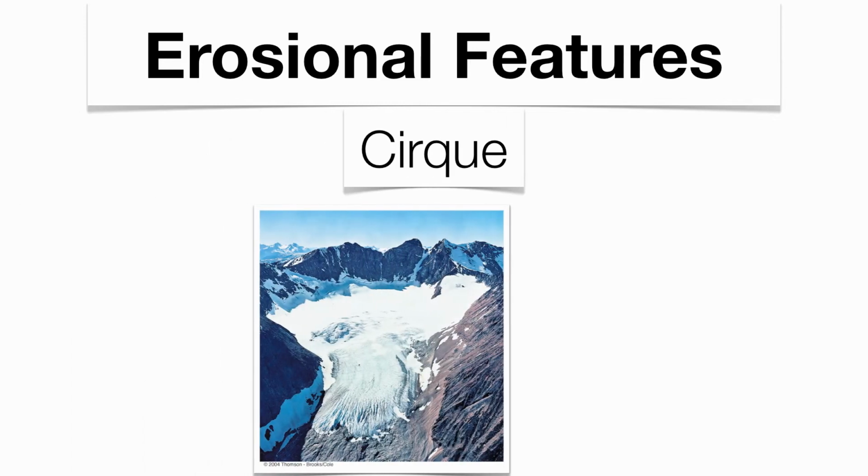So glaciers not only deposit, but they'll also erode as well. They're going to transport sediment to a new location. And some of the erosional features are as follows. You can get cirques, which are bowl-shaped features at the top of mountains where snow builds up. You can also get what are called arêtes, which is the rock that separates two cirques.